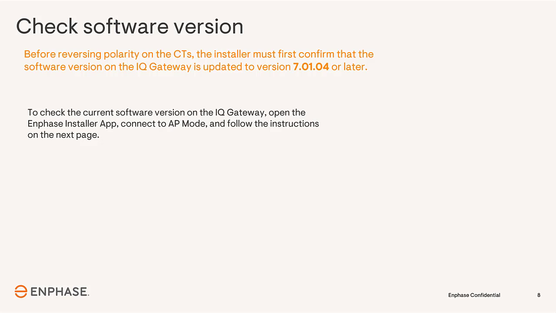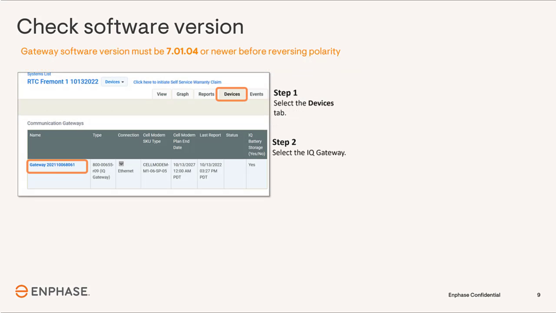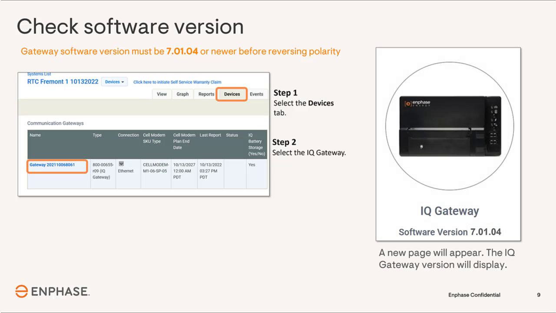The final item to check is the gateway's software version. Not all versions of the software can reverse the CT polarity, so it's important to check that the gateway can do so. Navigate to the Devices tab of the site, find the gateway, and click the gateway link. Verify that the gateway's software is at least 7.01.04 or newer. If it has the correct version of the software or newer, continue on to the next step and reverse the polarity of the CT. If the software isn't the right version, you may need to send someone back to the site to correct the installation error.